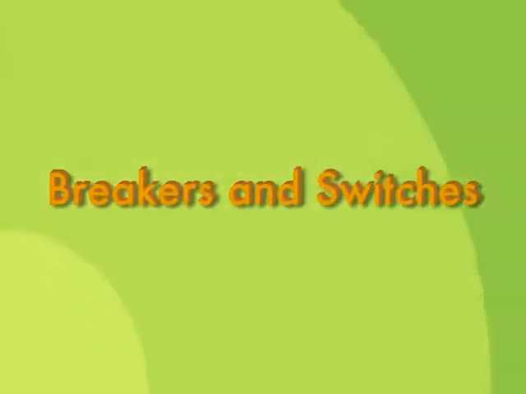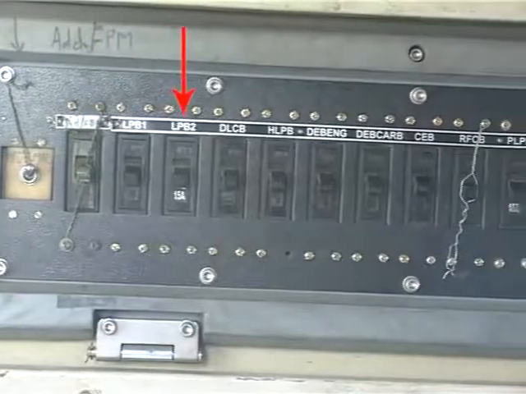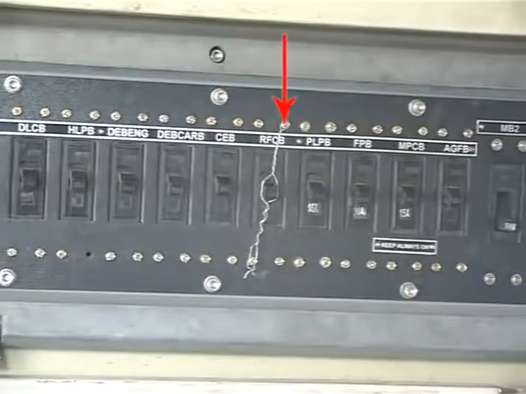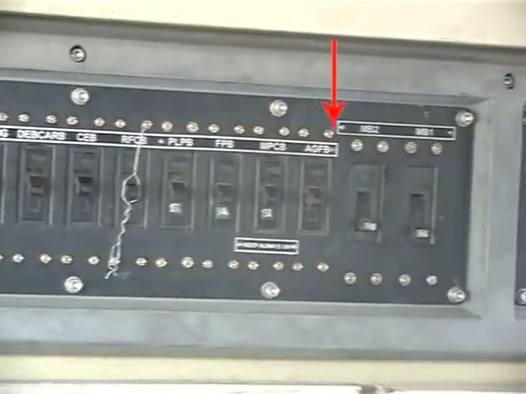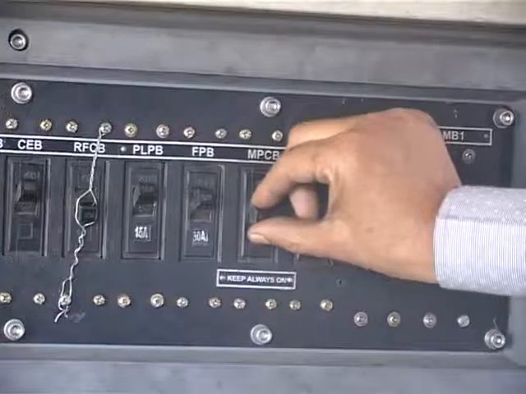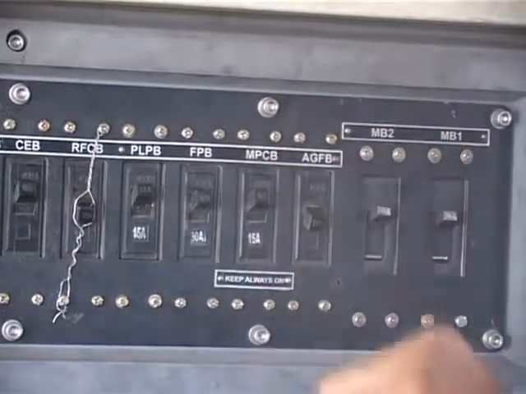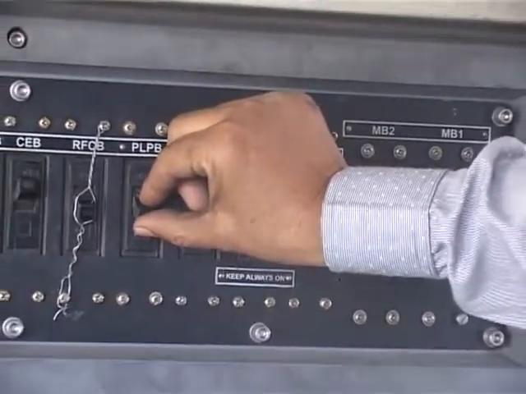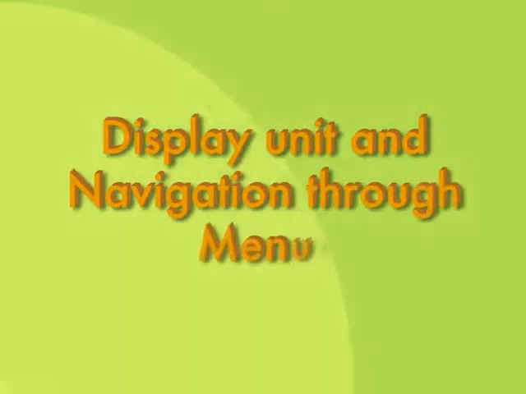Breakers and switches. The nomenclature of all the breakers and switches is almost the same as the conventional WDG3A locomotive. Extra breakers: new MPCB, microprocessor circuit breaker, PLPB, pre-lubrication pump breaker. Display unit and navigation through menus.